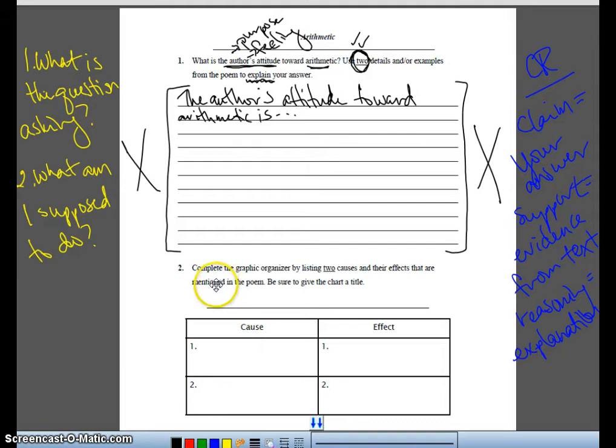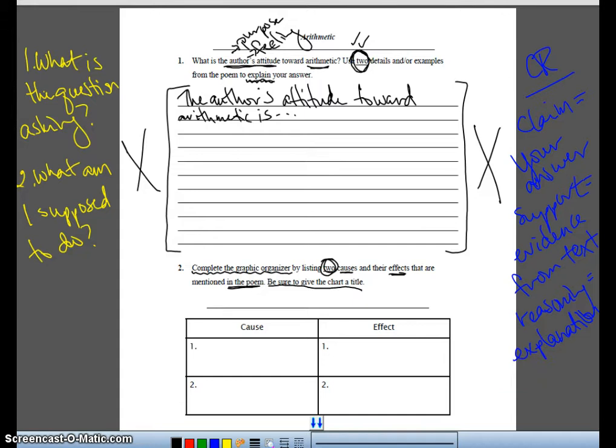We'll look at the second question, and again, I want to know what is the question asking and what am I supposed to do? Okay, so what I'm supposed to do, I am supposed to complete the graphic organizer by listing two causes and their effects that are mentioned in the poem. I've also got to make sure that I give the chart a title, and I know that the question is asking for causes and effects in the poem. So those are the things that I'm focusing on. Again, right now we're not even answering the question. We just want to make sure that things are marked the way they need to be marked.